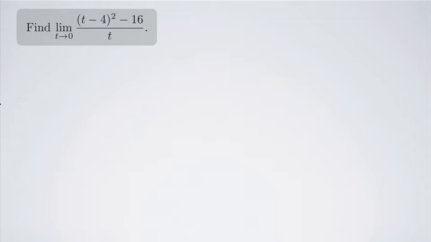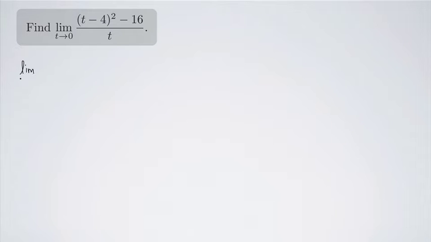Find the limit as t approaches 0 of (t minus 4) squared minus 16, all over t. So there's a problem in the denominator. As t approaches 0, we have 0 in the denominator, so we have to find another way to evaluate this limit. A good thing to do might be to just try some algebra.